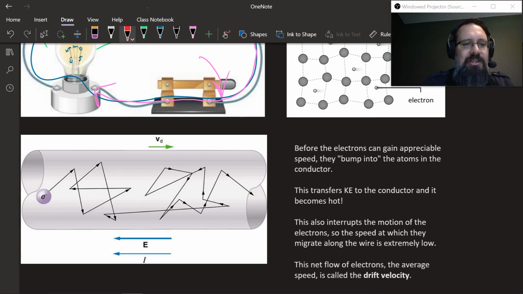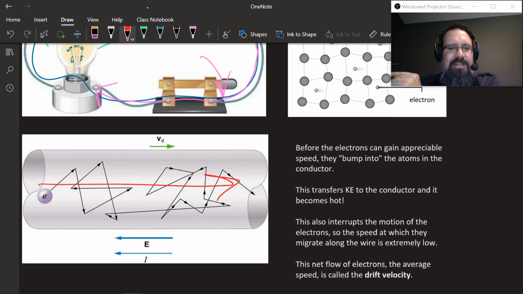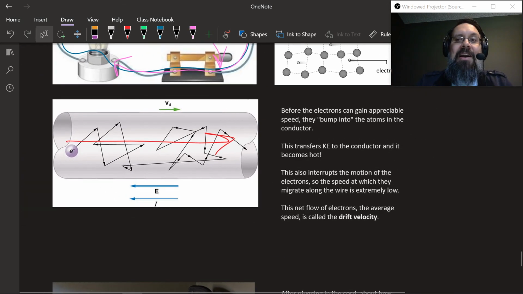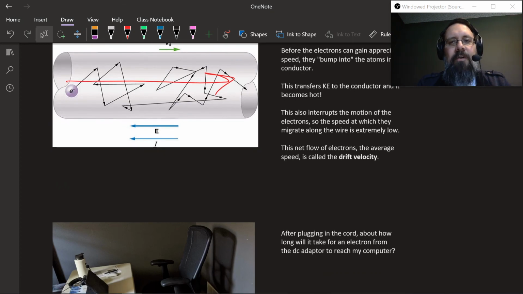So the electric field is pointing to the left, so this electron is traveling to the right. As the electron travels through the material, it takes a really random path through the conductor. That causes the electrons to have a drastically reduced average velocity. So not only can they not go fast because of the collisions, they also slow down due to these collisions and get these weird, crazy random paths. The overall rate that the electrons flow through a conductor is called the drift velocity. And electrons go super, super slow.